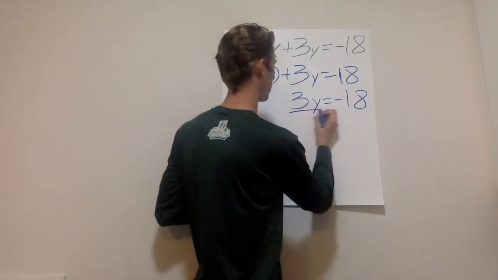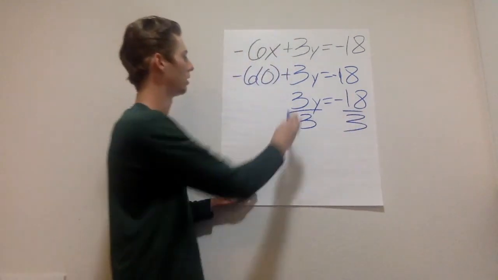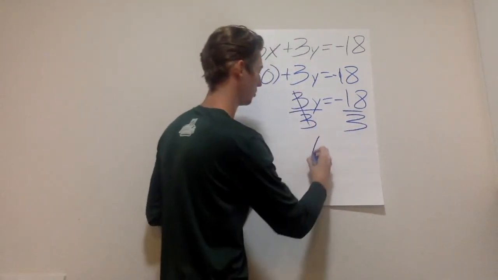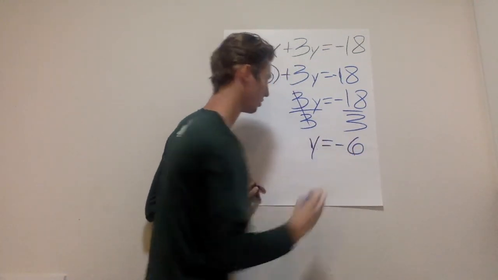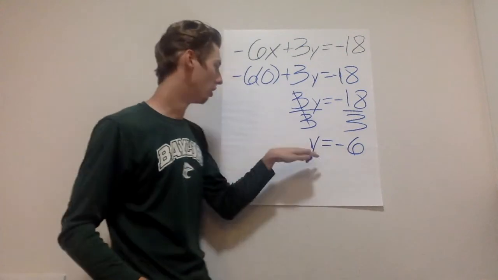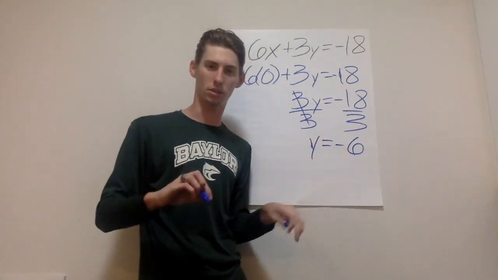All right, now in order to graph this intercept, you got to have y by itself, so we're going to divide by 3 on both sides. Okay, 3's cancel over here. You end up with y equals -6. So now we know -6 is our y-intercept. Let's go back and figure out what our x-intercept is.